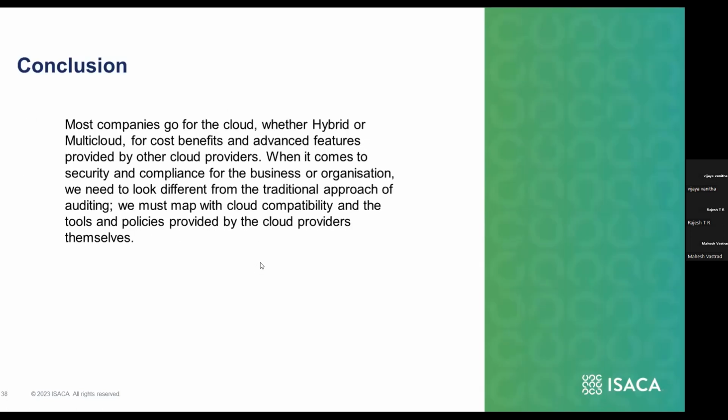Okay, I guess that's it for the two sessions. Most companies go for the cloud, whether hybrid or multiple, for cost benefits and advanced features provided by other cloud providers to fit their organization. When it comes to security and compliance for the business, we need to look at it differently from the traditional approach. In the traditional approach, we may use manual auditing lists, checklists, or some open source tools. But we are not going to use all those open source tools on cloud platforms. We must map to cloud compatibility and the tools and policies provided by the cloud providers themselves. You cannot use all the policies and tools of one cloud platform on other cloud platforms.